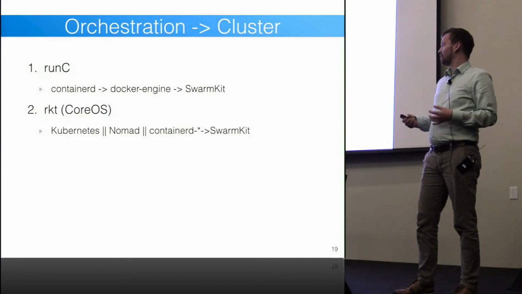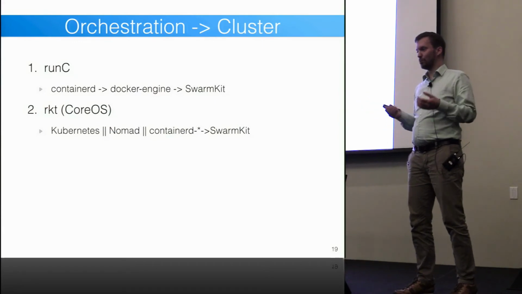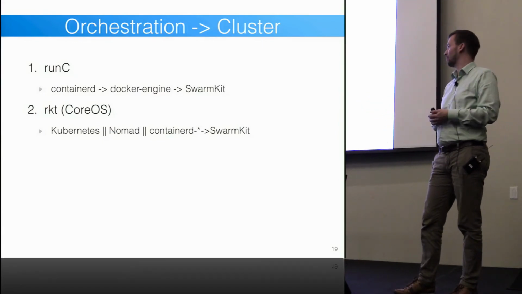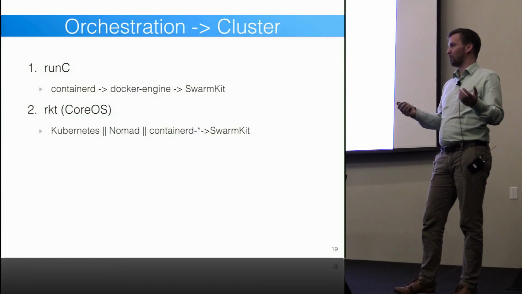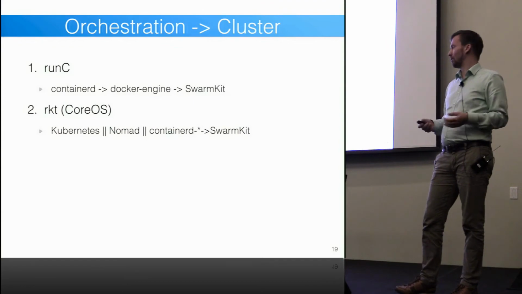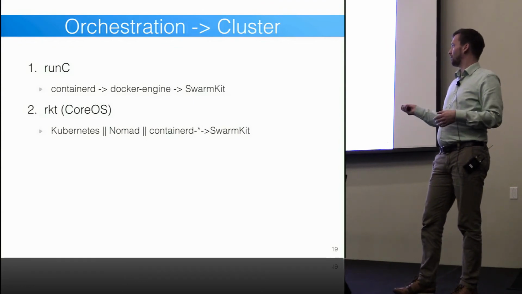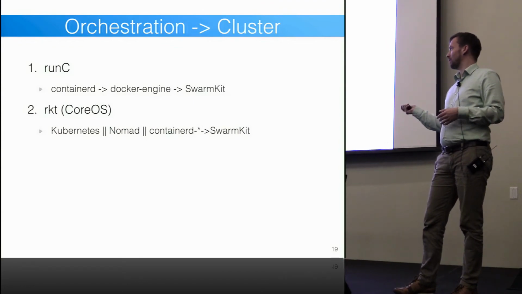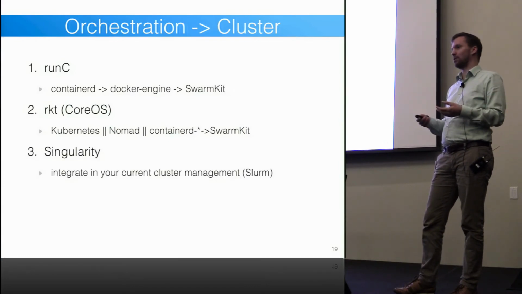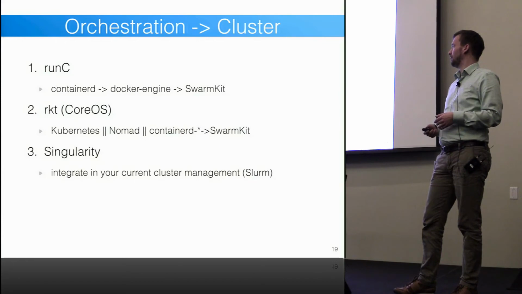For Rocket, we have multiple implementations, so you can plug Rocket into Kubernetes, and I think Kubernetes is well known, maybe among people that have experienced Linux containers a little bit. Then you have Nomad, which is from HashiCorp. And, as I said, you can also run Rocket underneath containerd and then run it as a Swarm cluster as well. So you are not tied to using runc here.